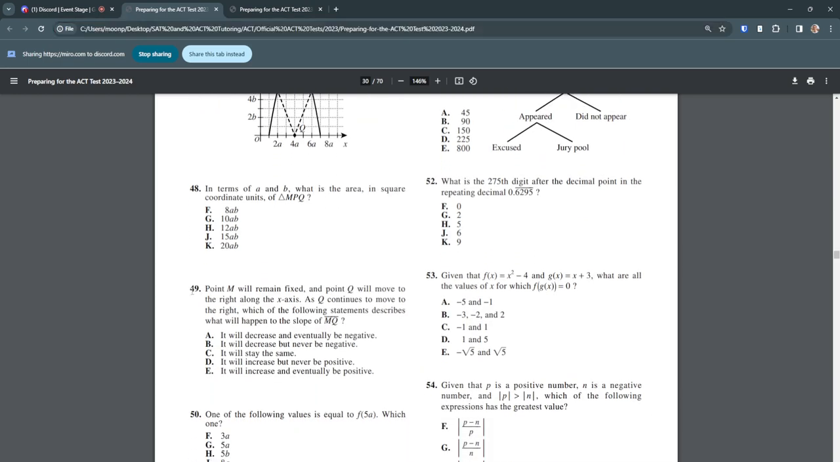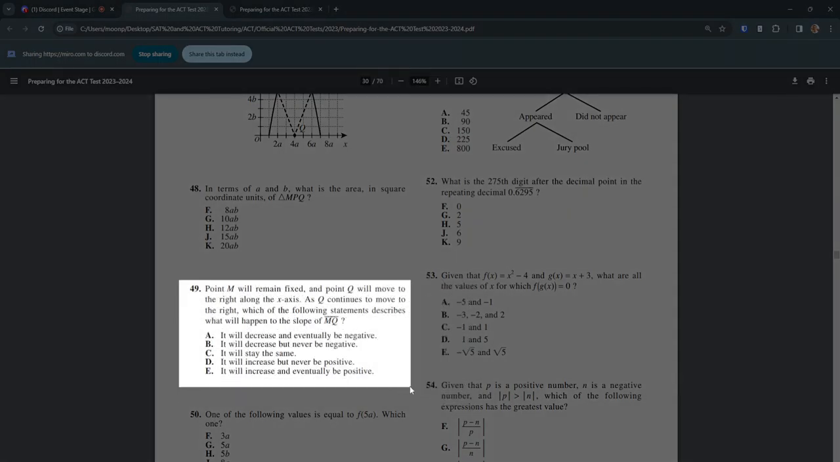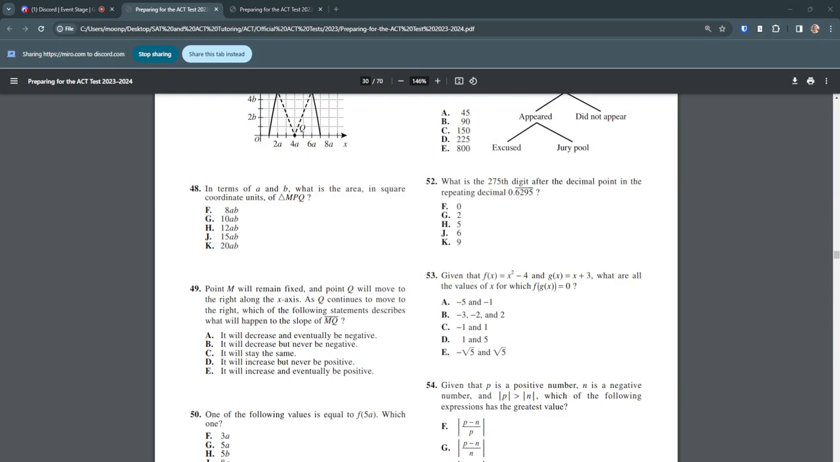There's more to this problem as well. There's 49 and 50. So I'm going to paste them over here and we'll work side by side. Let me label this as well. So 49 also refers to this, and question 50 will also refer to this. It says point M remains fixed and point Q will move to the right along the x-axis. As Q continues to move to the right, which of the following statements describes what will happen to the slope of MQ? I mean, we can visualize this, right?